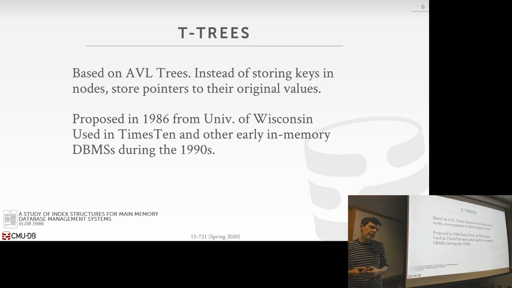One key aspect of why T-trees worked back then was that the difference in speed between CPU caches and DRAM was not as significant as it is now. So if I had a cache miss and had to go read something in memory in the 1980s, that wasn't that big of a deal. It was okay to follow that pointer, because it wasn't a big performance penalty, and you saved a lot of space in the data structure itself.